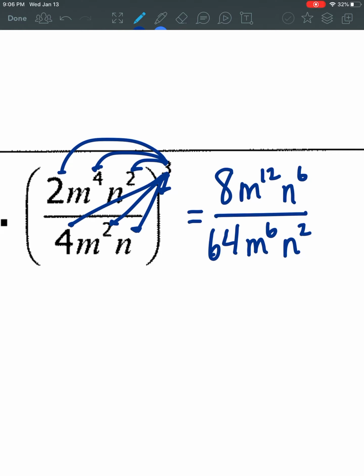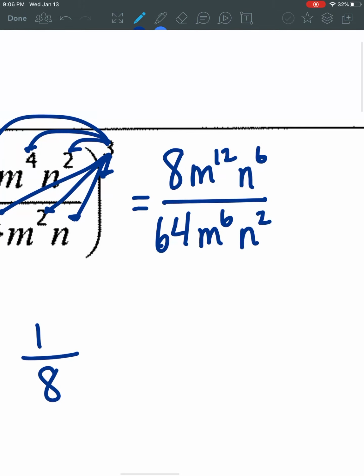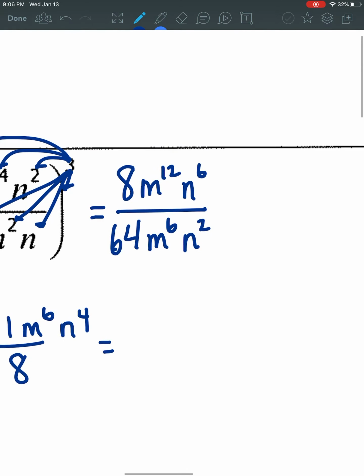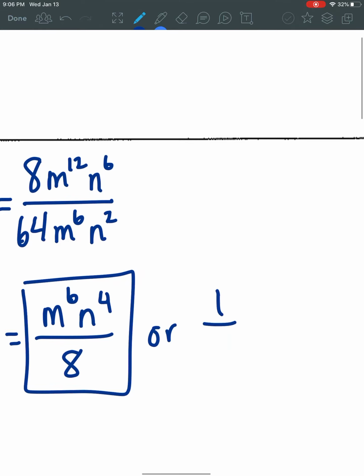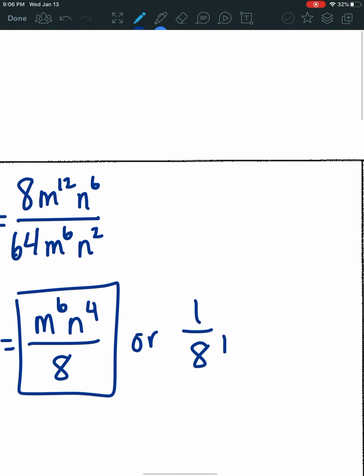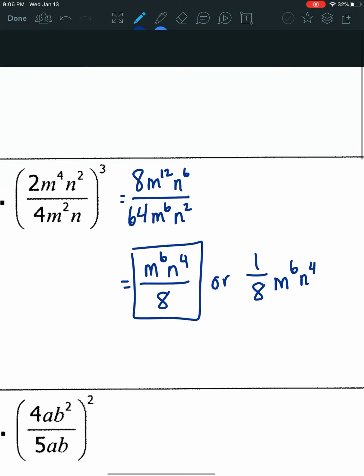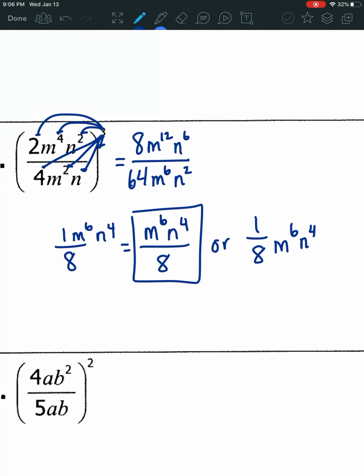And now we will simplify 8 and 64 divided by 8, so it would simplify to 1/8. Then we would subtract the m's and subtract the n's. And again, I am going to clean up what I just wrote there. I'm going to get rid of that 1 out front, so m to the 6th, n to the 4th over 8 is one way to write the solution. Or write that fraction out front, 1/8, and then m to the 6th, n to the 4th.